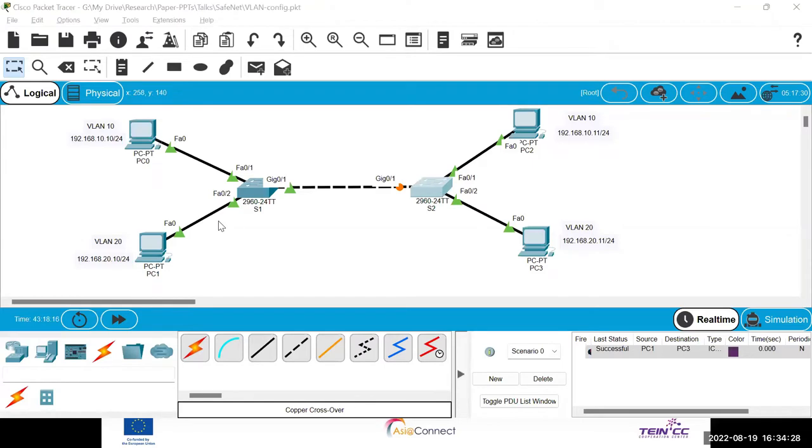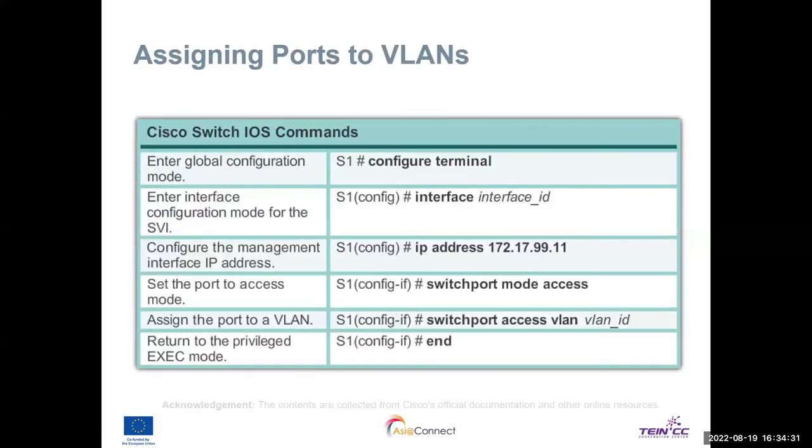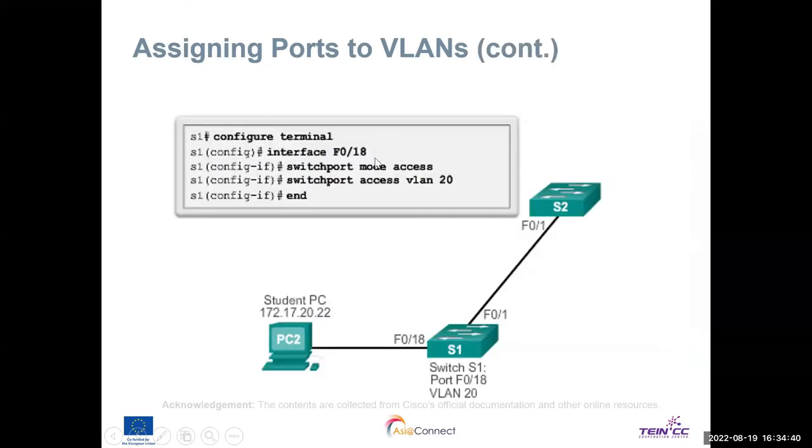So how to do this? Let me show you the command. Assigning port VLANs. I have to use config terminal, and then go to the interface. You see this one, this is S1, and this is port Fa0/18. And then I have to write this command: switchport mode access, and then switchport access vlan 20. So this is actually assigning this port to VLAN 20. You can write down these commands, how to assign a port to an access VLAN.